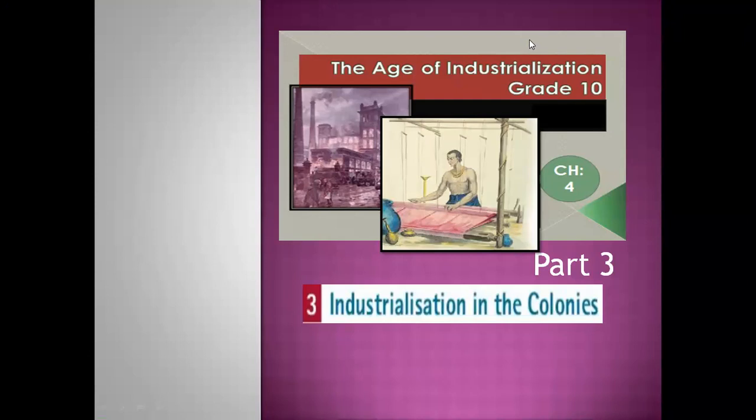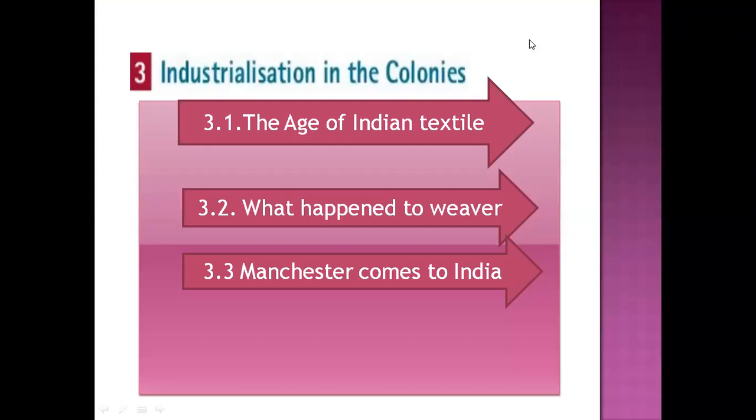Let us start The Age of Industrialization Part 3. In this, we will see how industrialization led to colonization and what the impact of that was in India. So what happened in India, now we will be looking in detail.